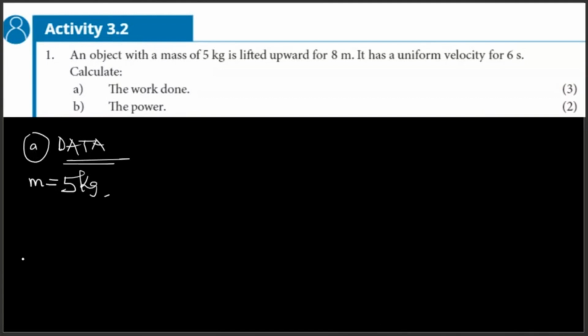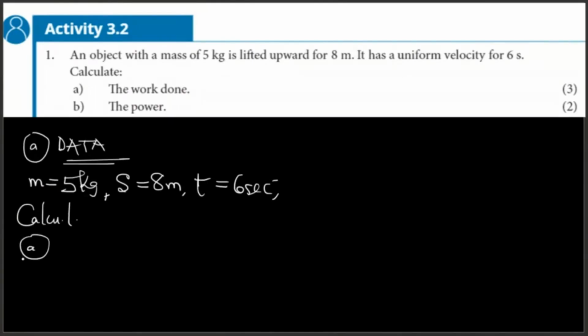The mass of the object is 5 kilograms and is lifted upward for 8 meters. What I just need there is just the data. Which one is distance? Which one is mass? 8 what? Meters. Then it has a uniform velocity for 6 seconds. Don't know if you guys can try this. The first question says that you must calculate the work done.